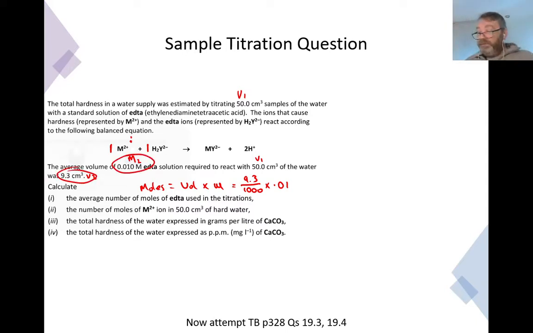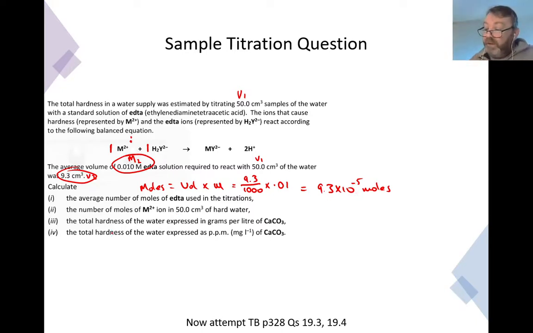And let me do this quickly. So we get 9.3 divided by 1,000 and multiplied by 0.01. And we end up getting, it's going to be tiny because we're dealing with something that's naturally occurring in water, 9.3 by 10 to the power of minus, 1, 2, 3, 4, 5 moles. Okay, so the average number of moles that's used in the titration is 9.3 by 10 to the minus 5.